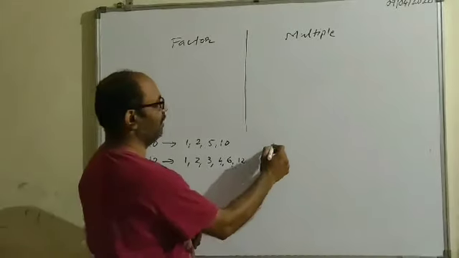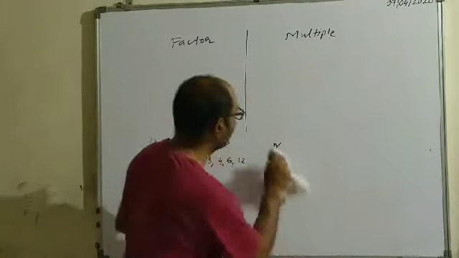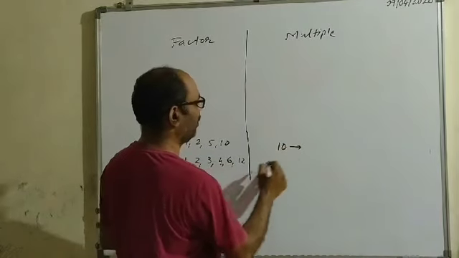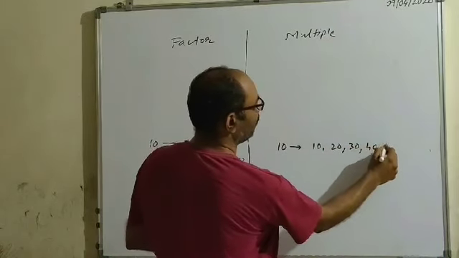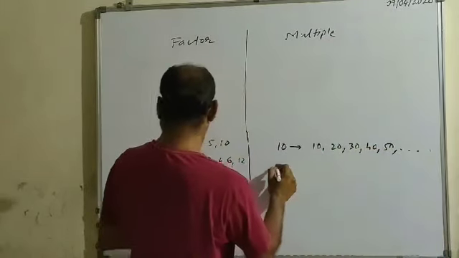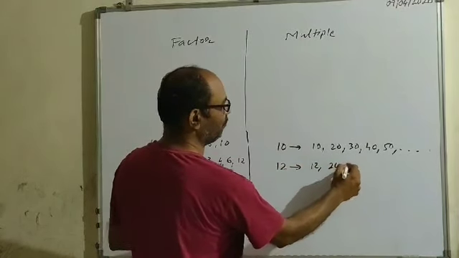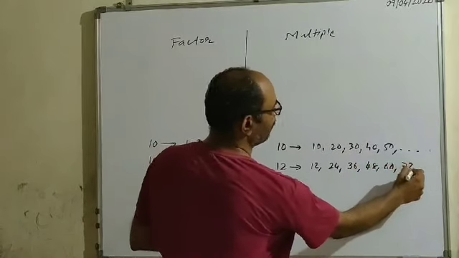On this side, let me write multiples. Multiples of 10: 10, 20, 30, 40, 50 and so on. Multiples of 12: 12, 12 twos are 24. Next is 36, 48, 60, 72 and so on.